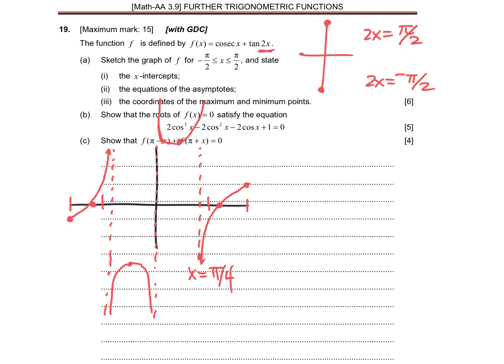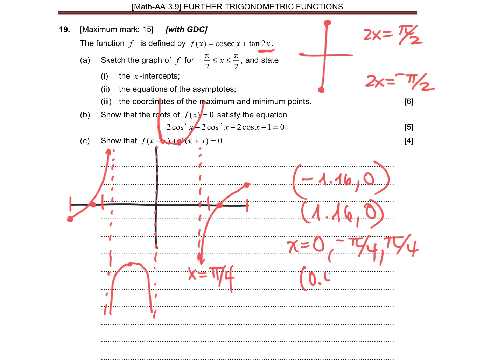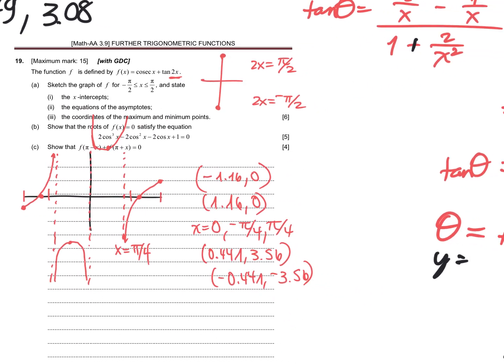So x-intercepts are negative 1.160 and 1.160. And then the asymptotes are at x equals 0, negative pi over 4, and pi over 4. And the coordinates of the max and mins are 0.441, 3.56, and negative 0.441, negative 3.56. Show that the roots satisfy the equation.